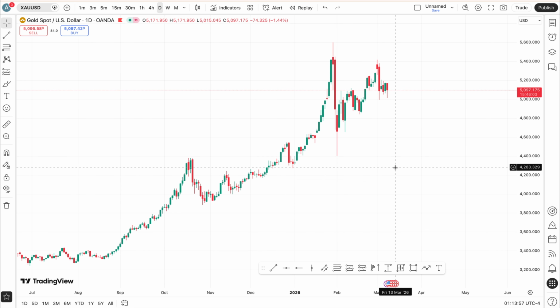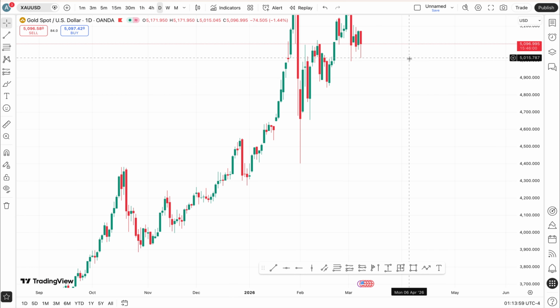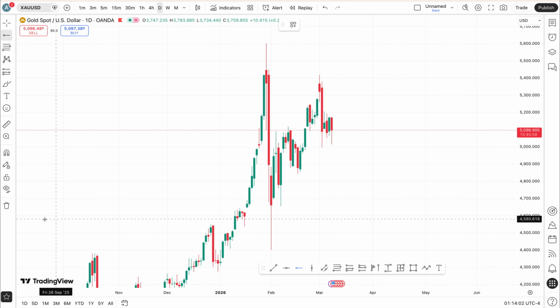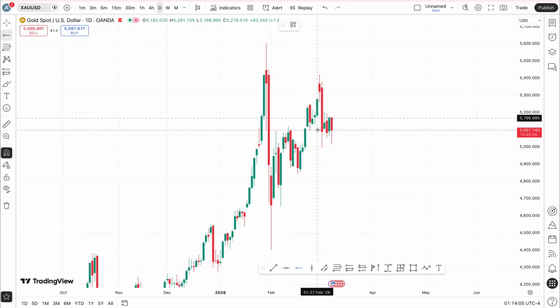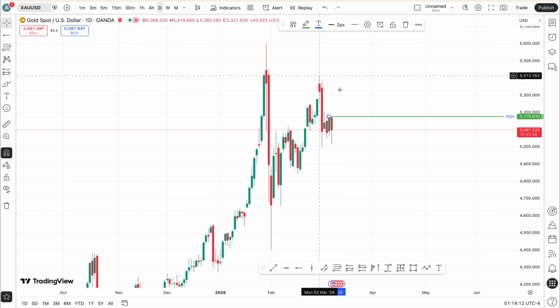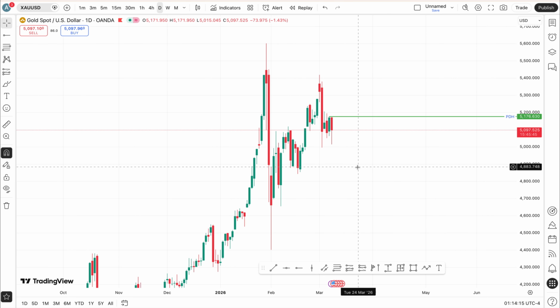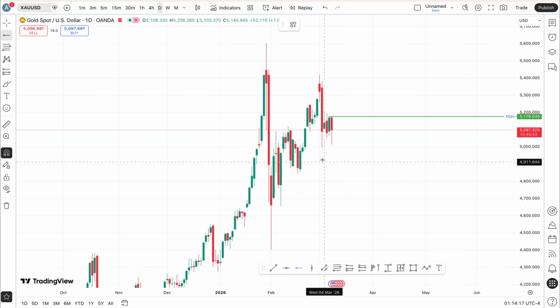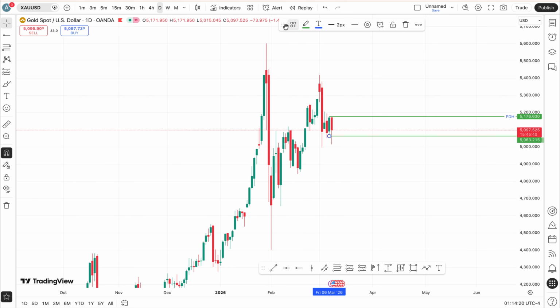The first step, as usual, is to mark the previous day high and the previous day low. We use the magnet for precise marking. This is your PDH level at 176.63 and this is your PDL level at 5096.5. These levels define the most recent daily liquidity range.